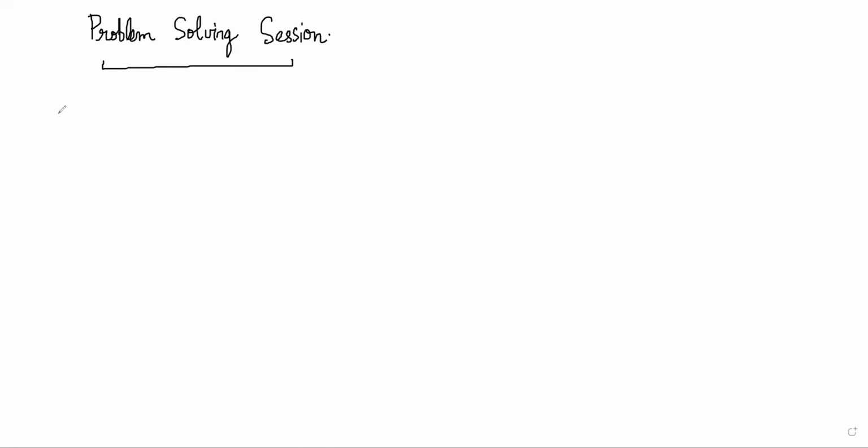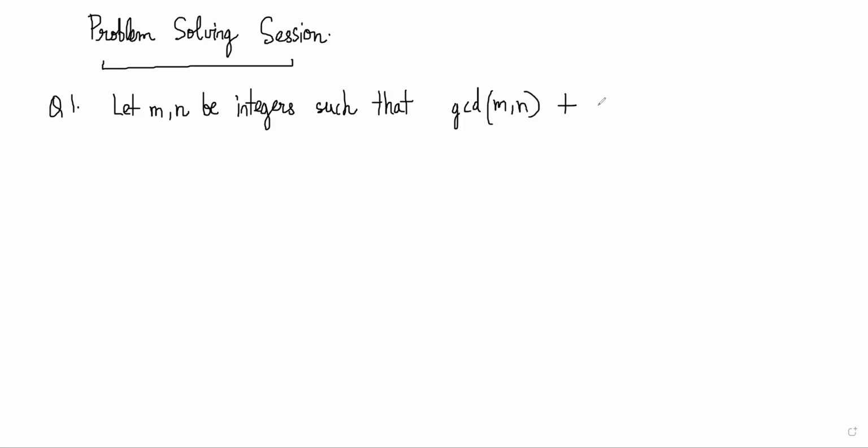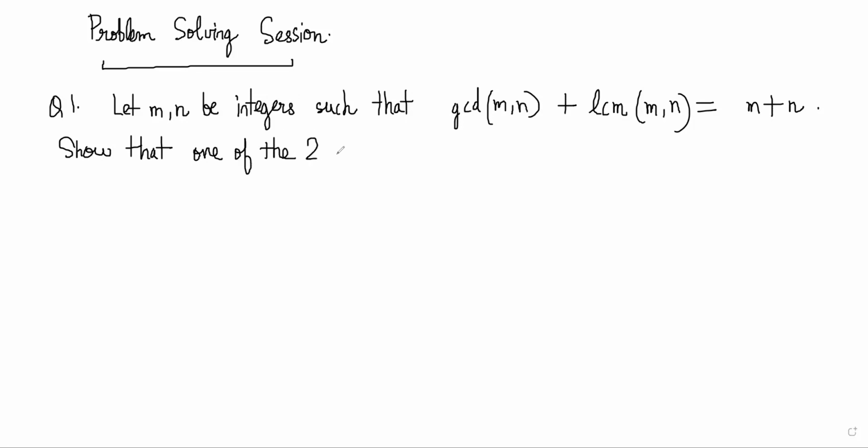So let's start off with the first one. The first question says, let m and n be integers such that GCD of m and n plus LCM of m and n is equal to m plus n. We have to show that one of the two numbers is divisible by the other.